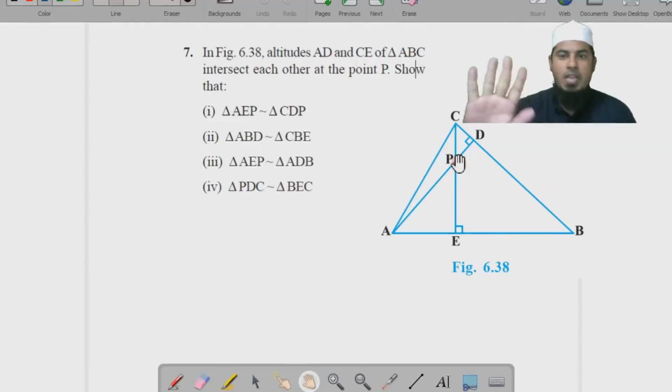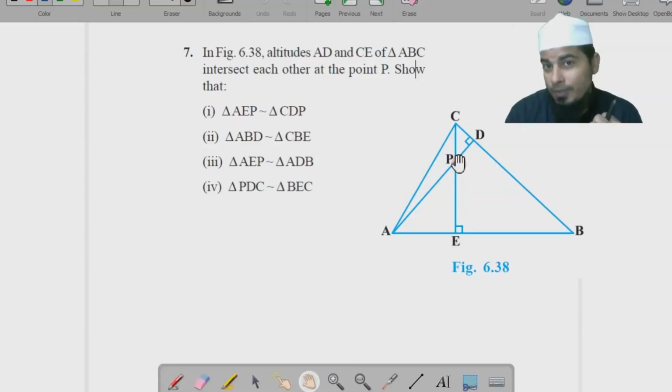Yes, one angle is 90. One angle we got equal. One more angle you may get either by common angle, or by opposite angles, or your basics. If you keenly observe these two triangles, angle CPD is equal to angle EPA. These angles are vertically opposite angles. So these two triangles are similar by the AA similarity criterion. And if you take the other triangles, either you will get one angle of 90 degrees which is equal, and another angle you may get by common angle or by vertically opposite angles. So let us write the solution for this one.